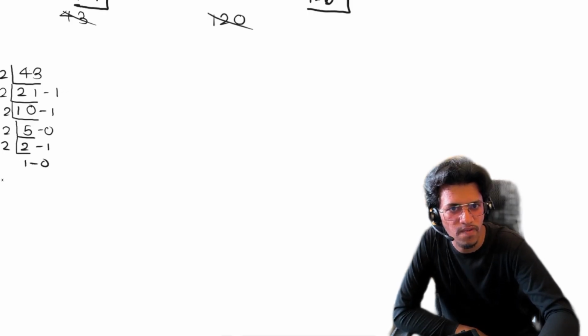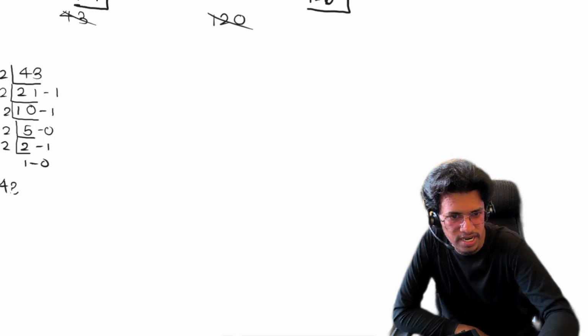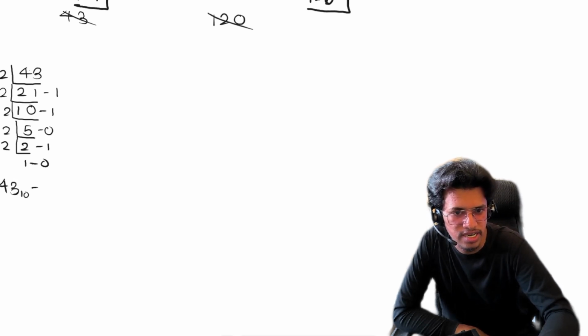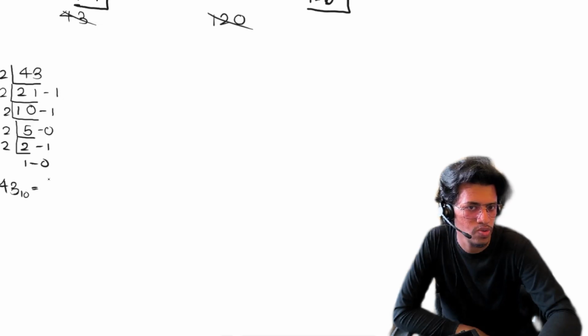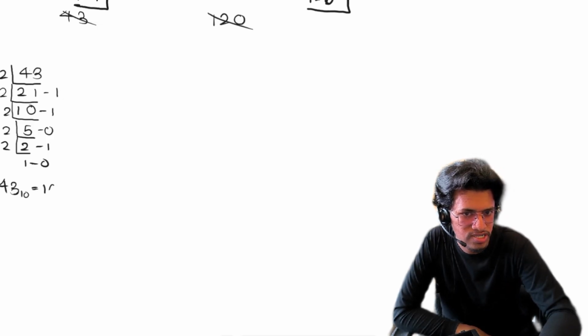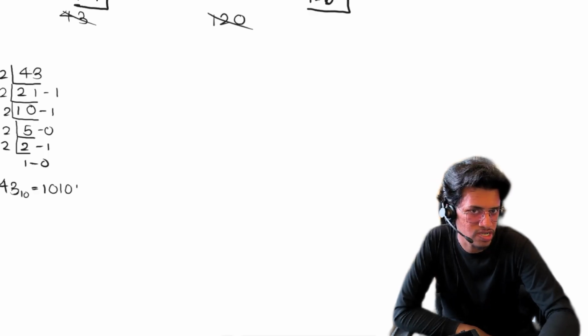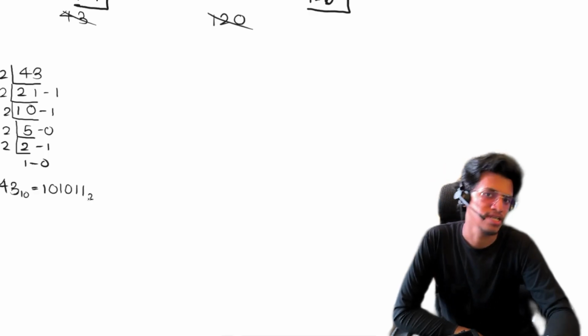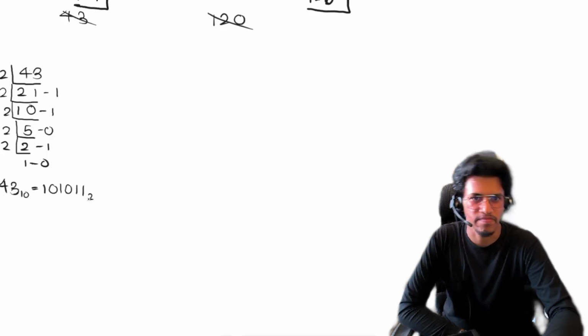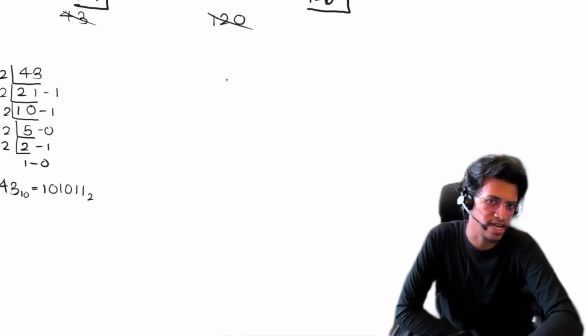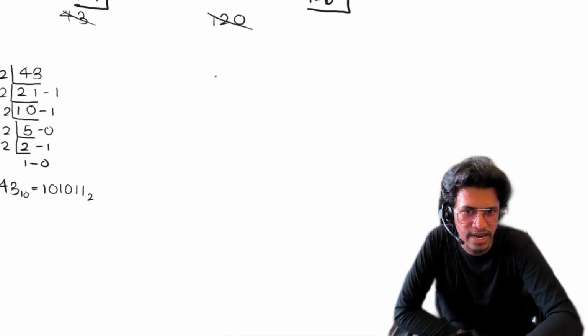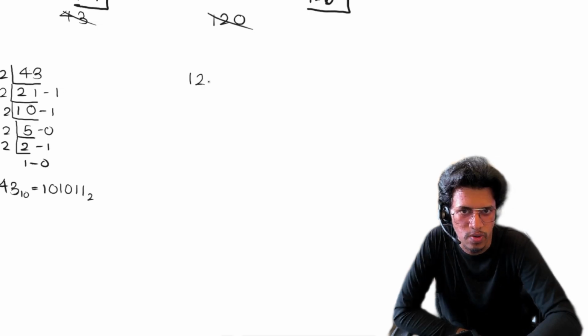So 43 denary is equal to 101011 in binary. Now let's look at how to convert 120 into binary.